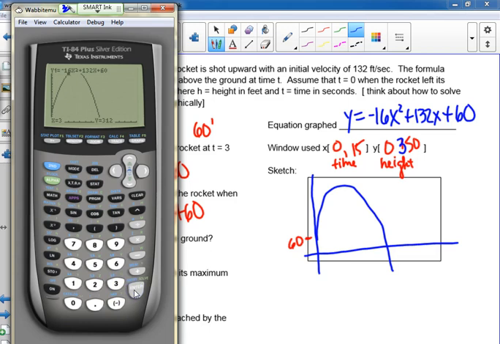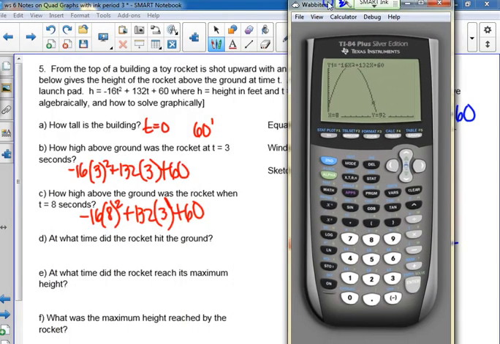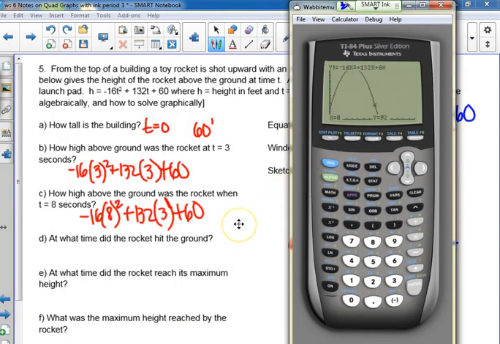Did you get that? What was the other one it asked? 8 seconds? I got 92. You can look at the table, but then you've got to scroll around in the table. We could just type with the trace button. If I went trace 3, I already forgot. Somebody remind me. What was it at 3? 312 feet. And then when I went trace 8, it was at 92 feet.